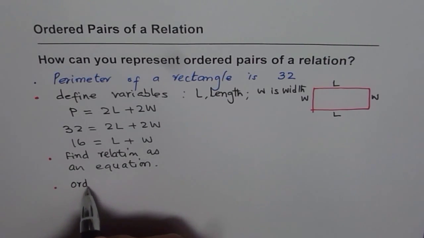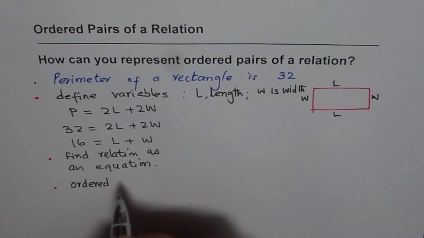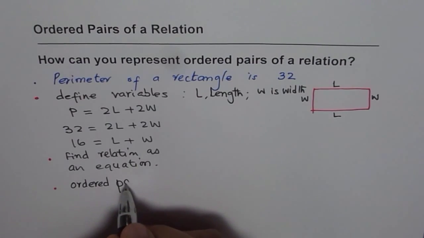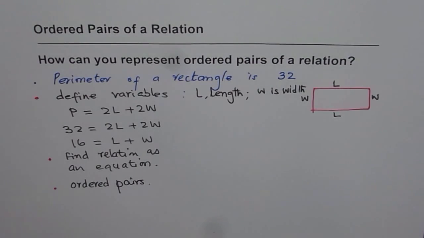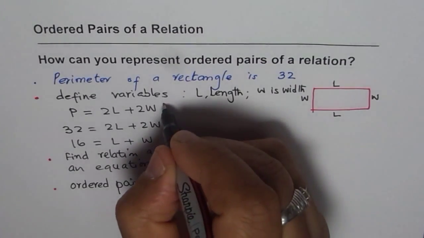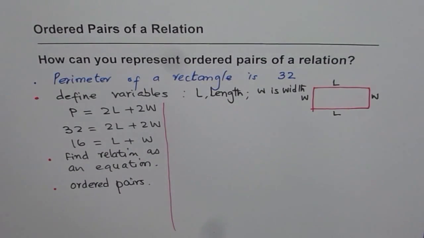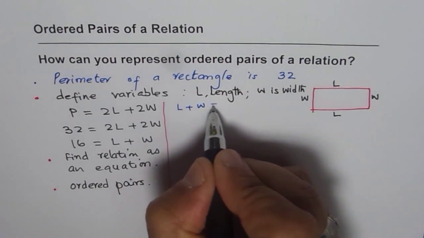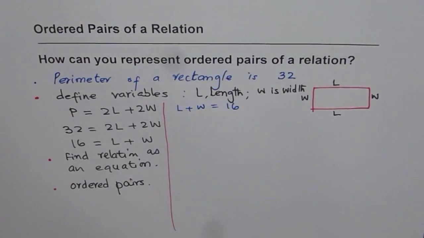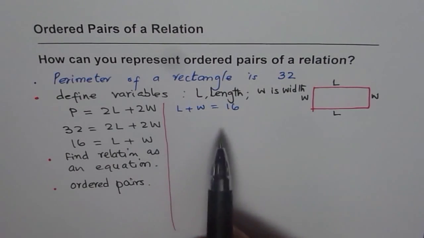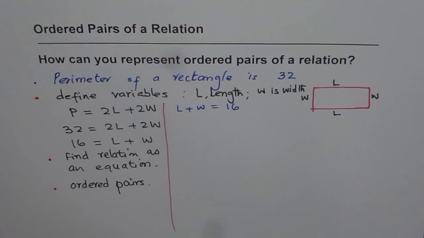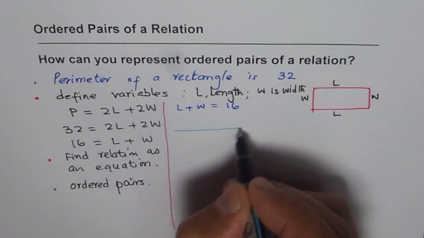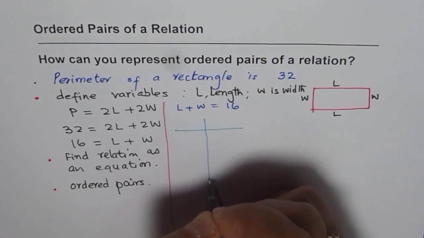Now what are ordered pairs? Ordered pairs are a set of points which will satisfy your equation. That is what ordered pairs are, right? So let's explore and see how to get these ordered pairs. So the equation for us is that length plus width is equal to 16. Now what we can do is make a table of values. That is one way of finding a set of ordered pairs.